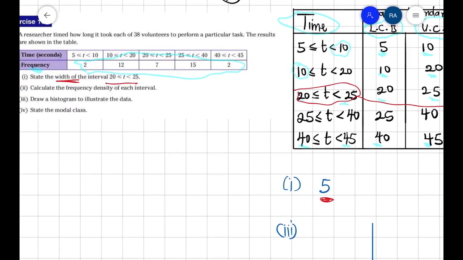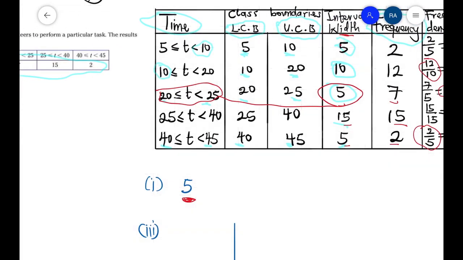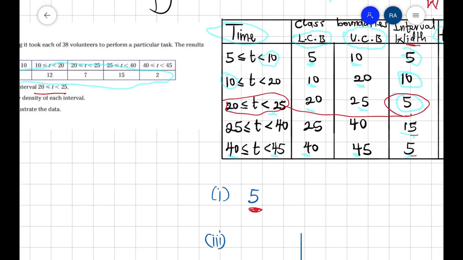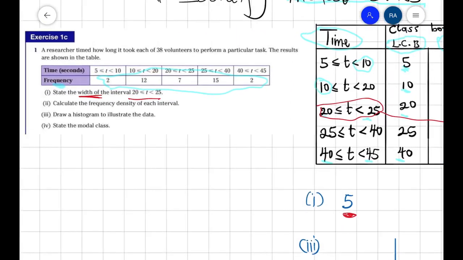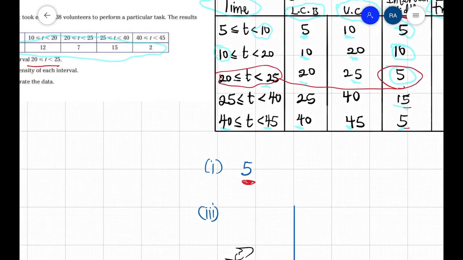II says that we should calculate the frequency densities for each of the interval. And that is what we have done in our table here. Okay, for each of the interval, we have calculated the frequency density. Okay, then the next thing that they want us to do is to draw a histogram. Okay, so how do we do that?